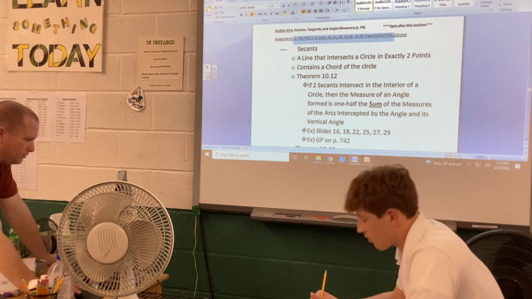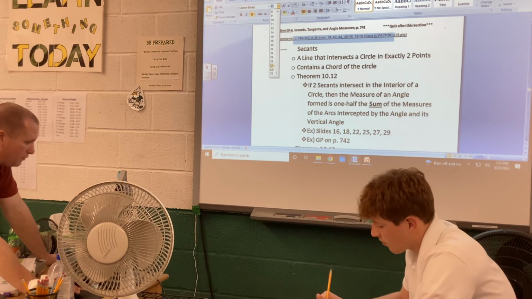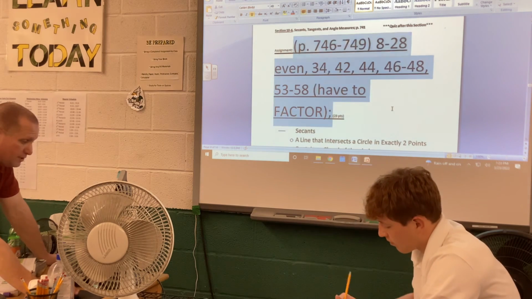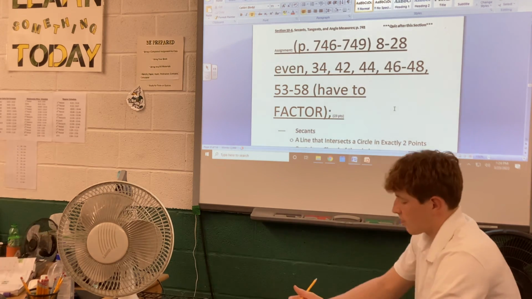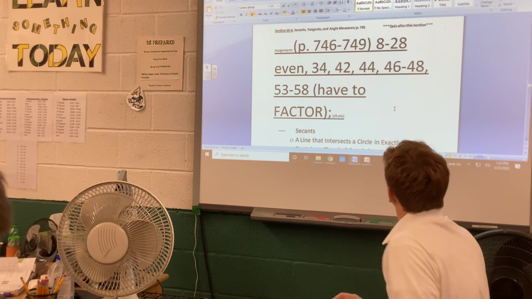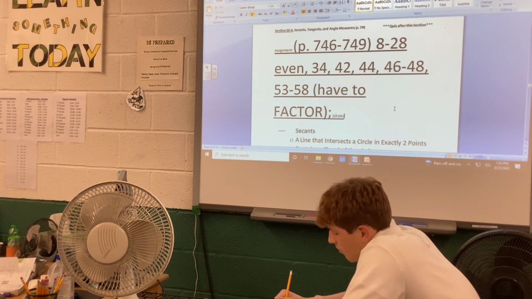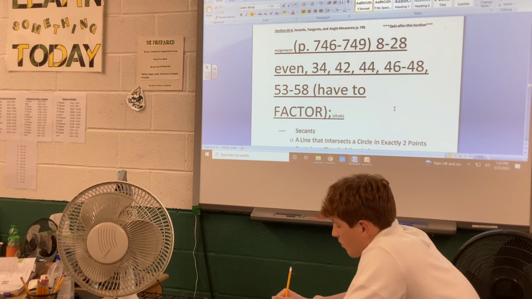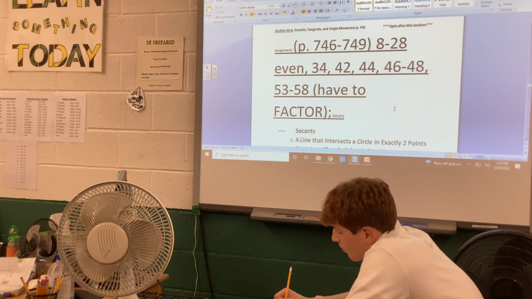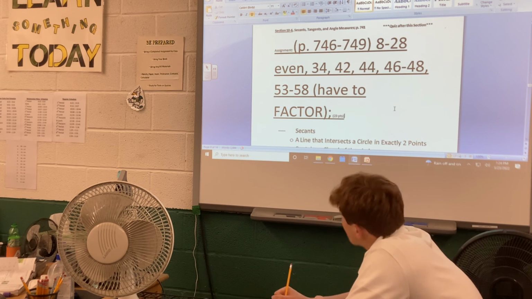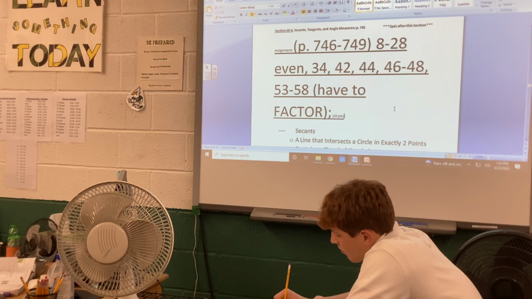Oh, notice 53 through 58. Those of you that want a little tune-up for ACTs or the ISAFs, 53 through 58, you have to factor. So that'll be good for you. Practice is practice. So obviously, everything in the next couple days is going to be kind of haphazard.